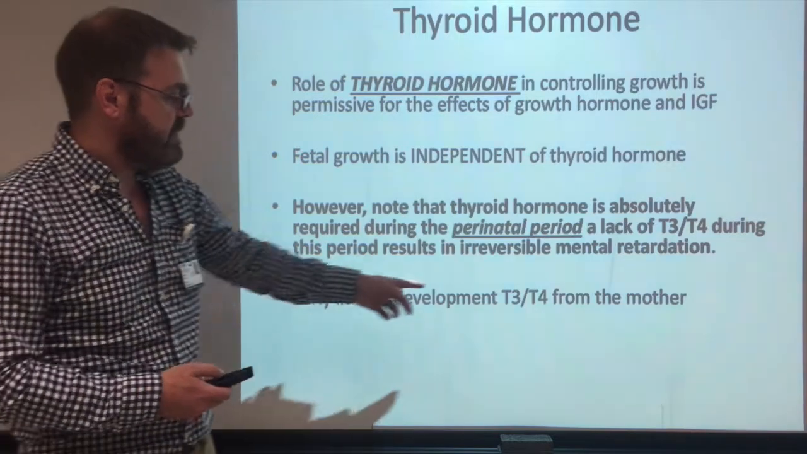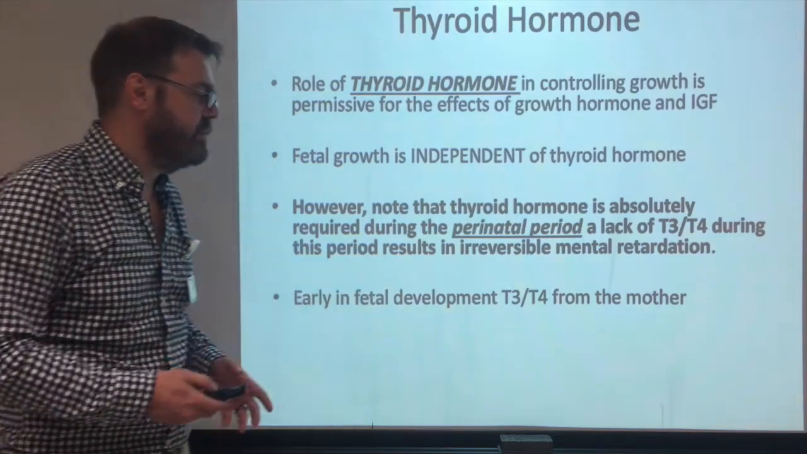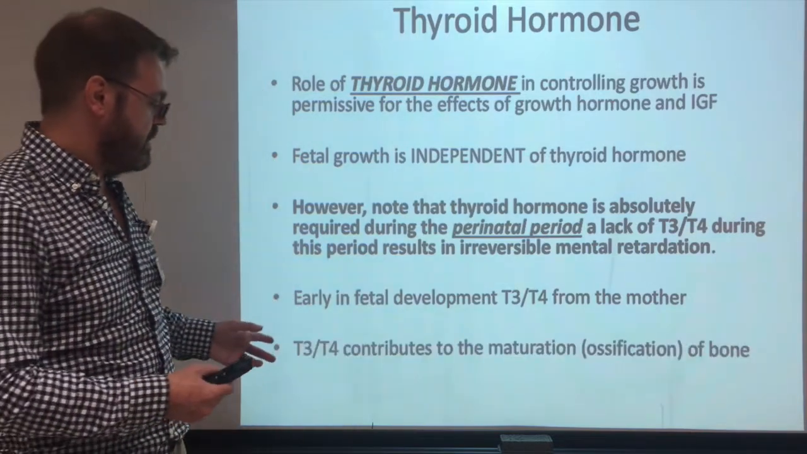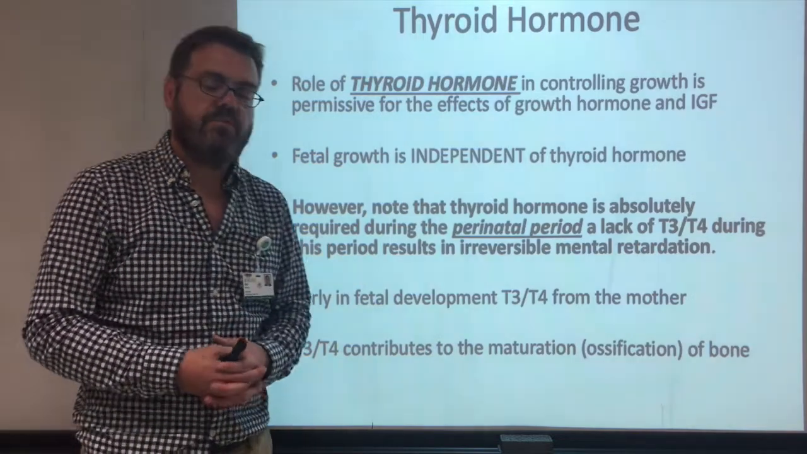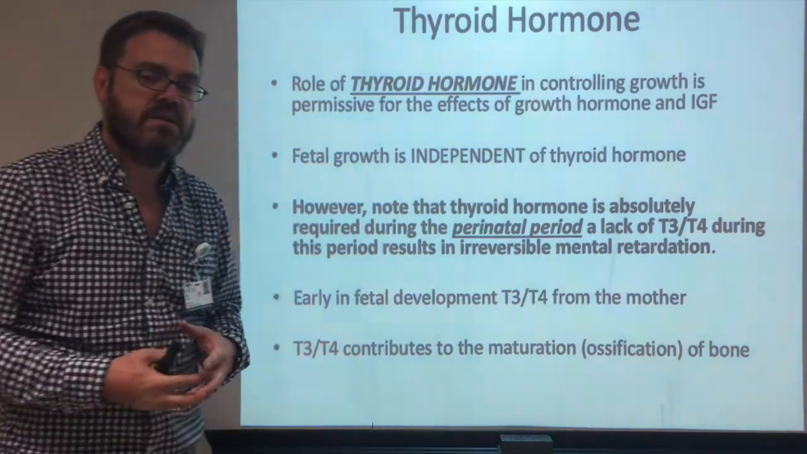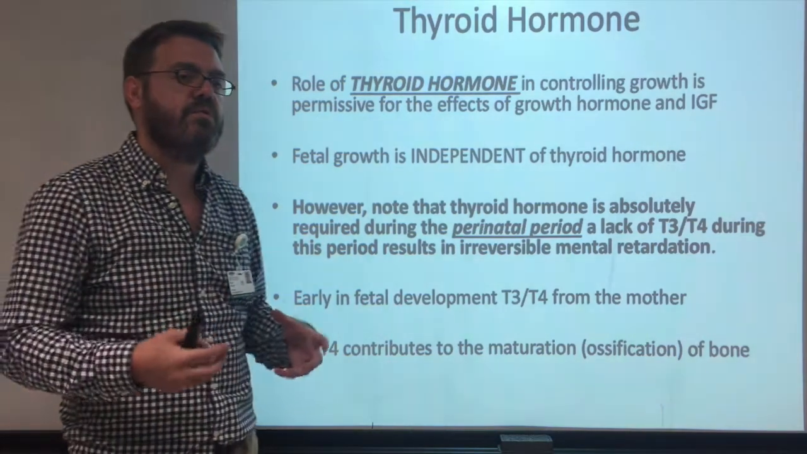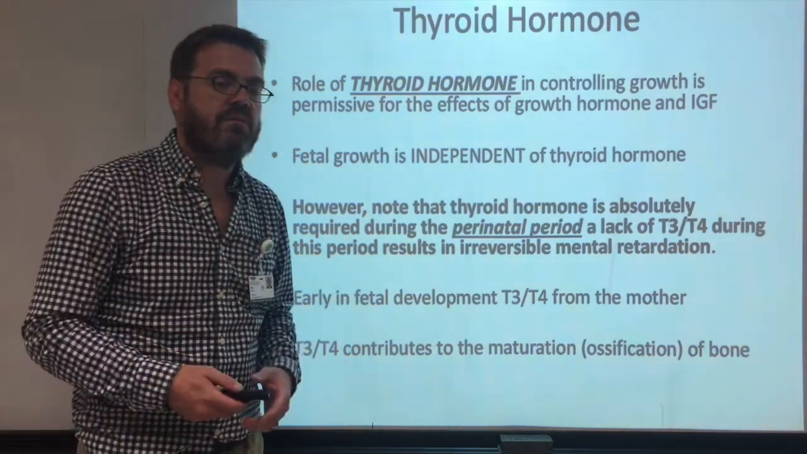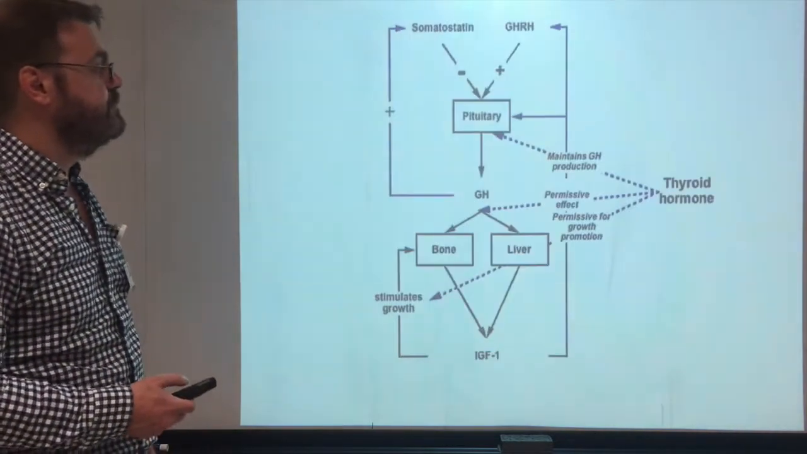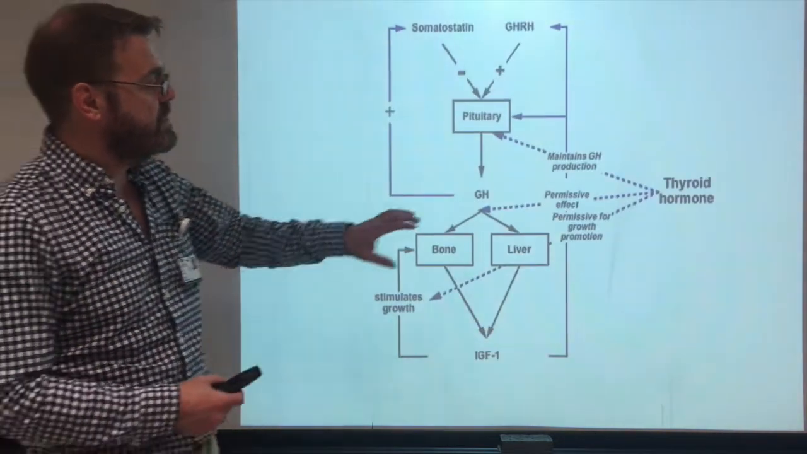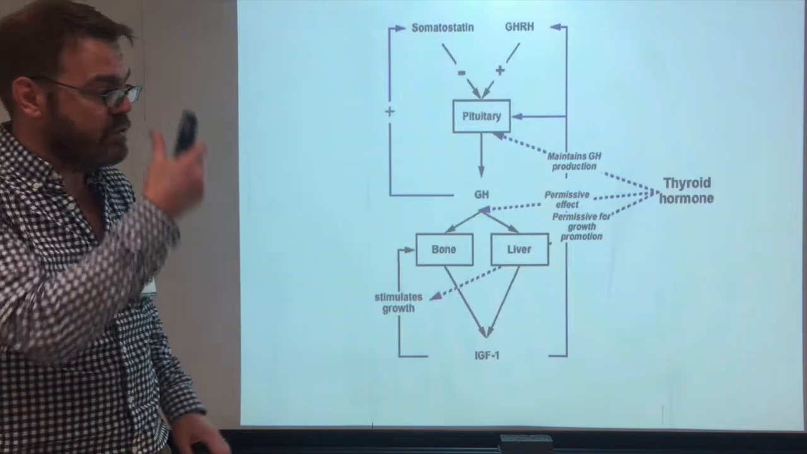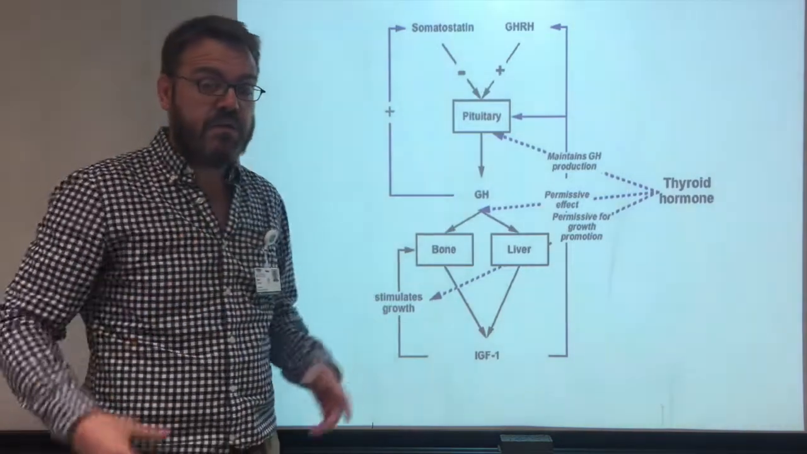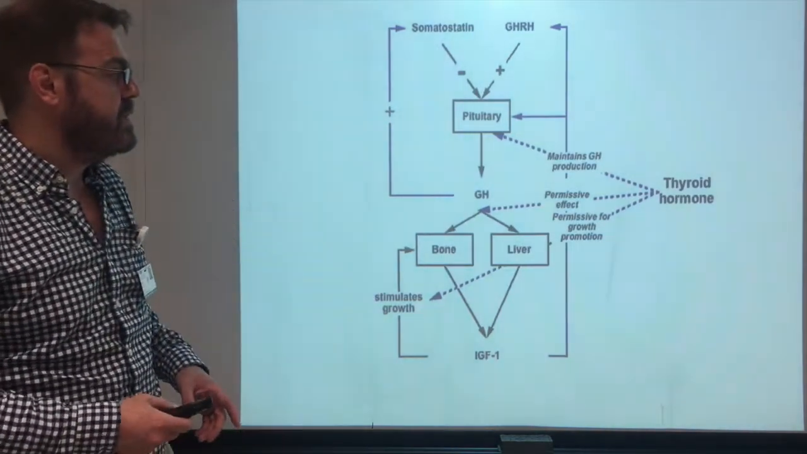And early in fetal development, T3 and T4 is from the mother, and another effect that thyroid hormone has is in the ossification of bone. So for normal development of the bone, you need normal levels of thyroid hormone. And this describes what thyroid hormone does to allow for this permissive effect.